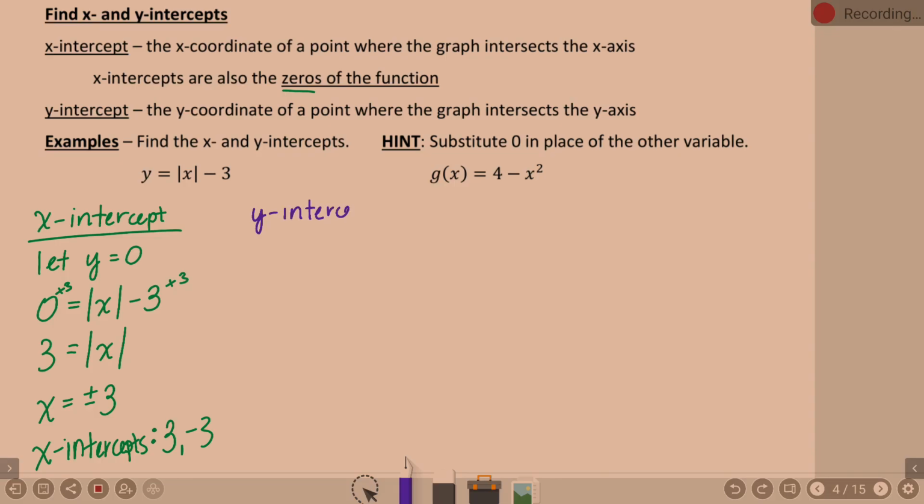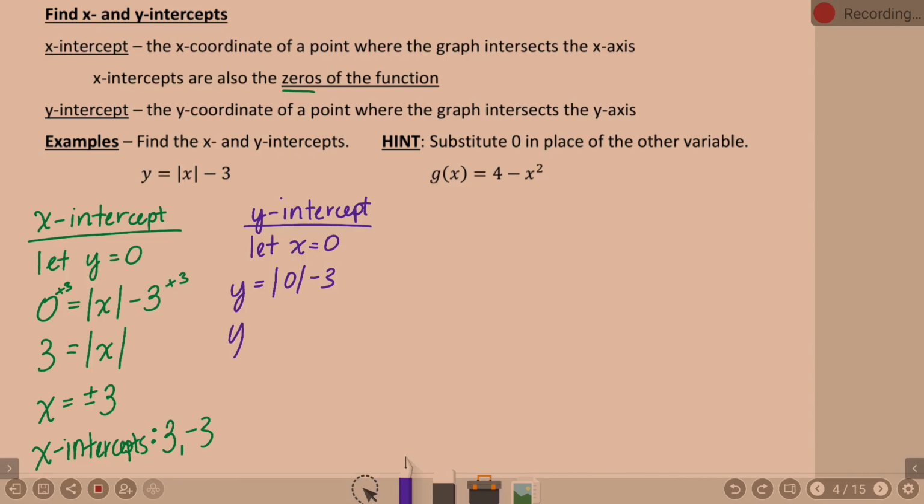How am I going to find where it crosses the y-axis? I'm trying to find a y-intercept. What do we know about x? It's going to equal 0. So now, go back to your original equation, put 0 in for x. So y equals the absolute value of 0 minus 3. What's the absolute value of 0? 0. What's 0 minus 3? Negative 3.